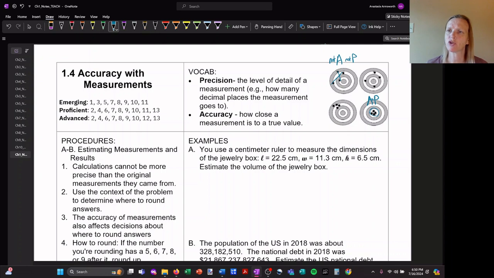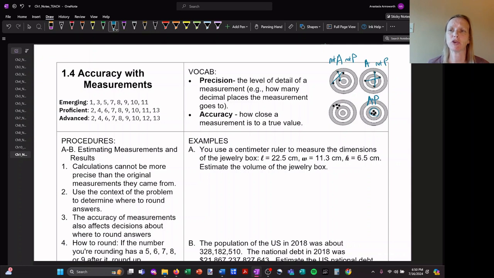The top right-hand corner shows shots that are accurate but not precise. Students sometimes have difficulty seeing this. Again, accuracy is kind of like, on average, are you hitting the target? And you can see that the average is over here. So on average, we're hitting the bullseye. But the shots are not precise because they're still all spread out. They're not clustered tightly together.